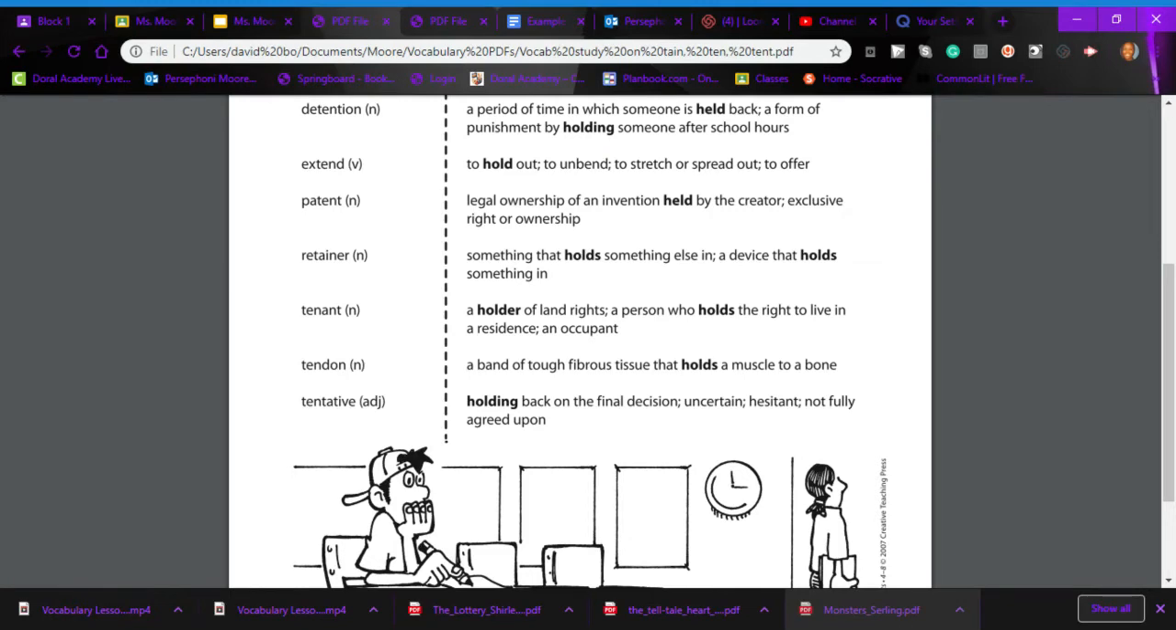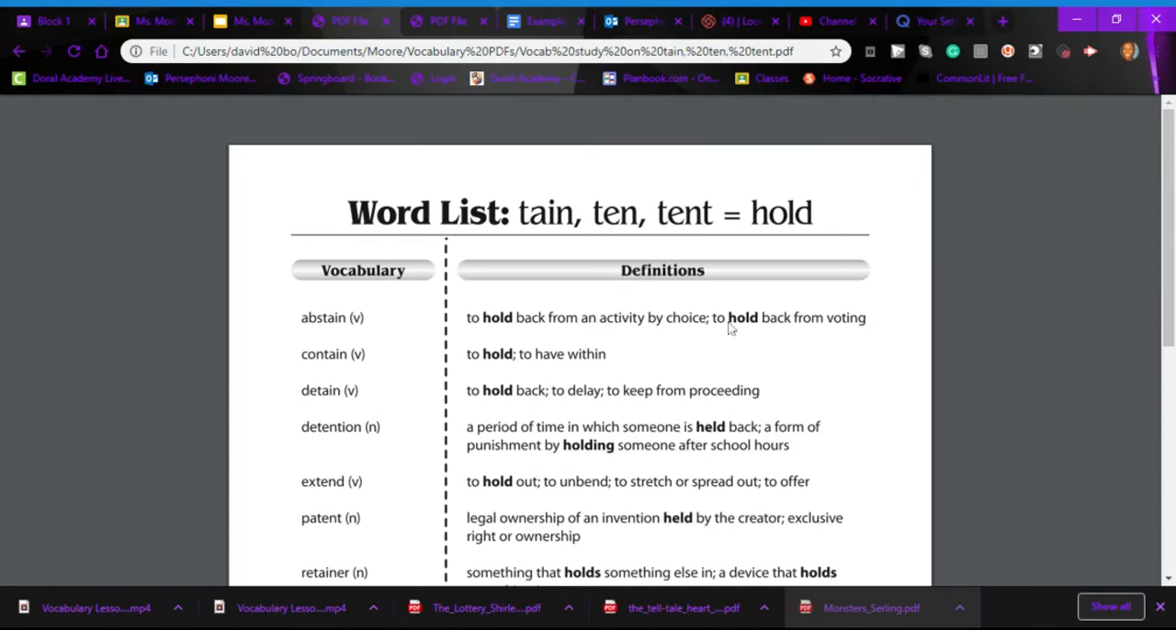And last is tentative. Tentative is our adjective for this week, the only adjective here. It means holding back on the final decision, uncertain, hesitant, not fully agreed upon. Whenever I think of tentative, I think of a tentative schedule. So schedules that are tentative means that they are not set in stone. It means that they could change. We're not fully committed to this tentative schedule. So that's why it's not a final decision. It's holding back, and it's uncertain whether or not the schedule will remain as is or if it will change. All right. So that's your word list for this week for tain, ten, and tent, meaning to hold.